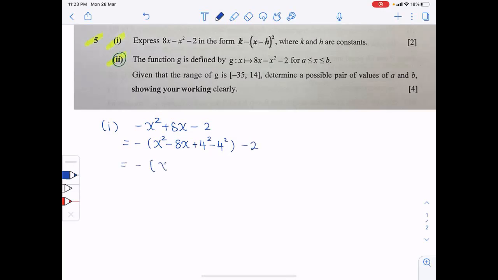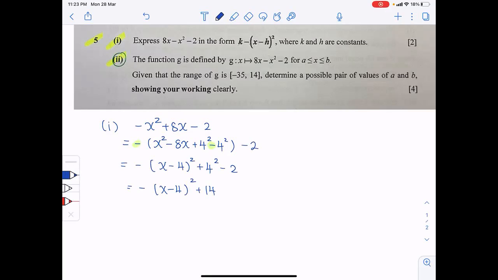So this is a perfect square identity. Then I move the minus 4 squared out. Be careful, this is a double negative. So in the end it is plus 4 squared minus 2. Right, so this is negative (x minus 4) squared plus 14. Therefore I can actually see the coordinates of my turning point clearly, right?